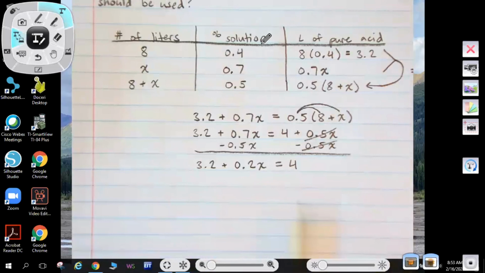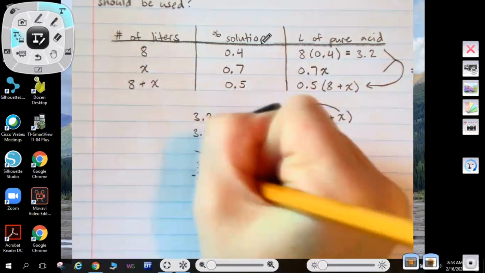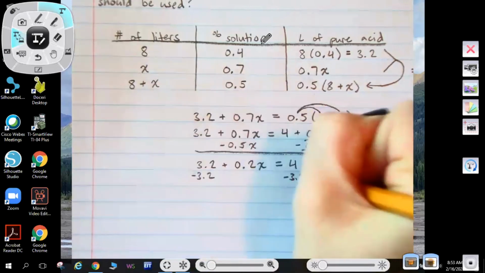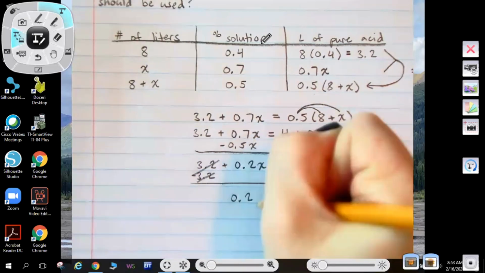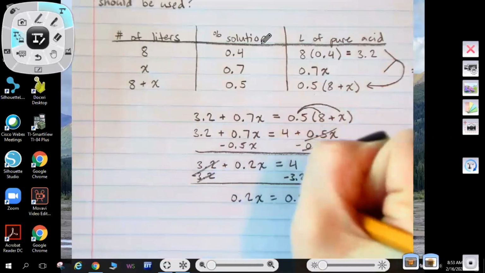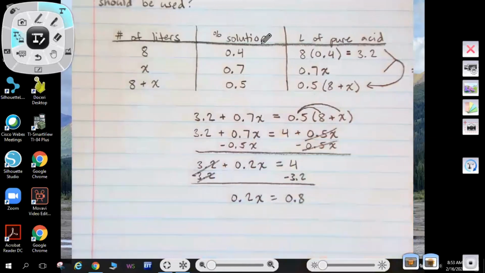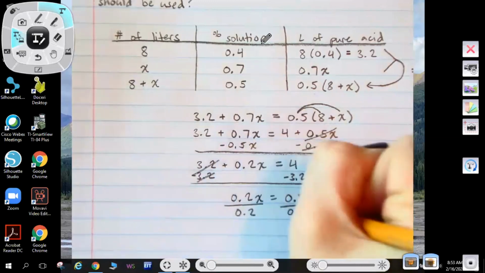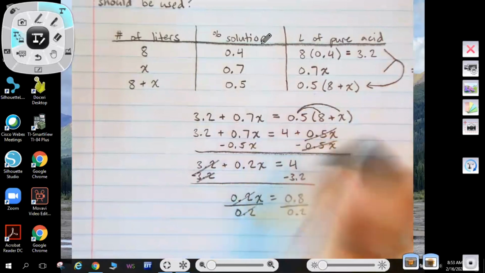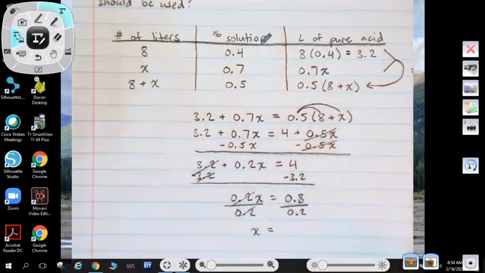Now that we have all the x's on the same side, we want that to be the only thing on this side. So subtract 3.2 from both sides to get rid of that. So we get 0.2x equals 0.8. 4 minus 3.2 is 0.8. To get x by itself, we divide both sides by 0.2. 0.8 divided by 0.2 is 4. So we get x equals 4.